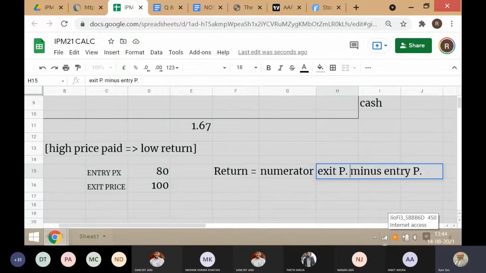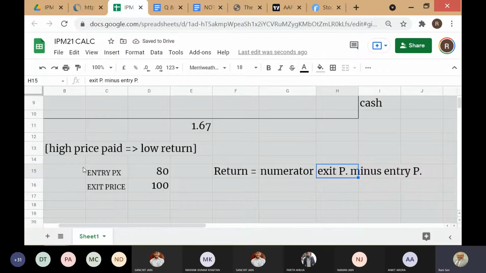Because it's always the same when you calculate your loss. I may not have time to discuss that with you in this course, but later on when you get down to calculating your P&L on a particular trade, you will find that the general formula for P&L is exit minus entry. That will always work out, and that will get your basics right. So the numerator is exit minus entry price.